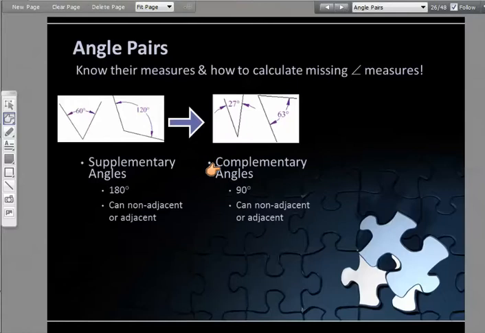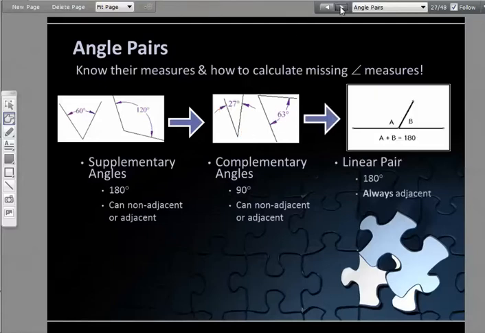Then you have complementary angles. They're going to add up to 90 degrees, and they too can be adjacent or non-adjacent. Again, they can be right next door to each other, or they can be separate like this one right here. But they're always going to add up to 90 degrees. And then you have a linear pair. A linear pair always adds up to 180 degrees, which makes them supplementary. And they are always right next door to each other, always, on a straight line.